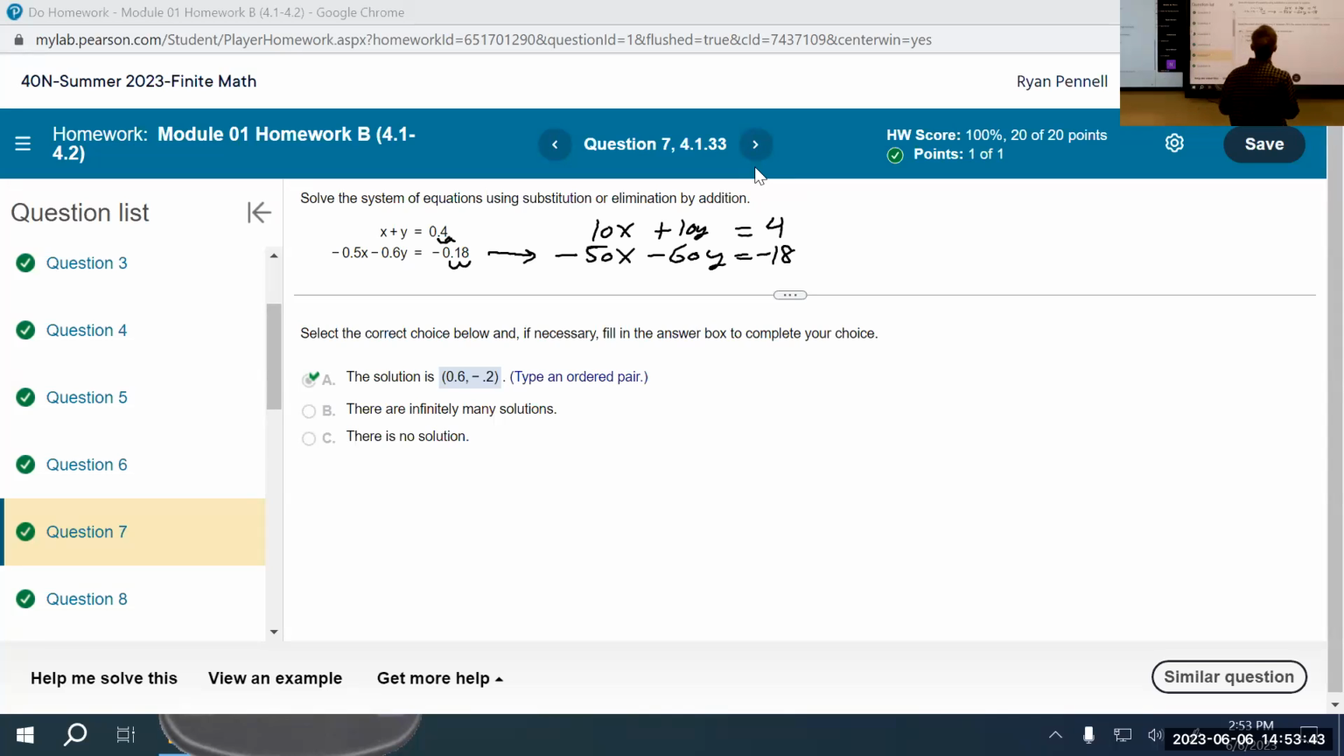10 times 6 would give me 60, and then they would be equal and opposite. So that would work. I'm going to multiply the top equation by 6, and that will do it for me. That would give me 60x plus 60y, and 6 times 4 is 24. And let's just rewrite that: negative 50x minus 60y equals negative 18.